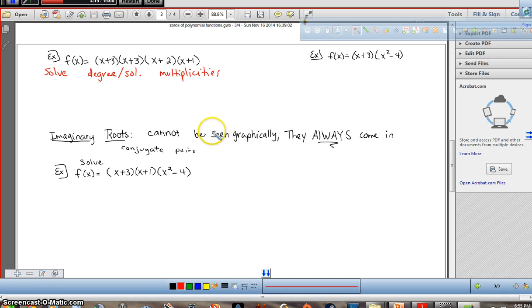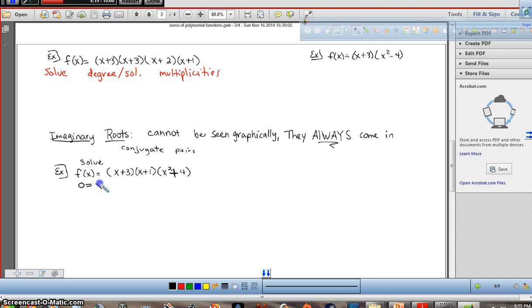All right? Let's come down here. Imaginary roots cannot be seen graphically. They always come in conjugate pairs. I am going to change this problem just slightly. So on your guided notes, if you could make this a plus, please. So we can't see these graphically, but because they are imaginary, we can only see real ones. And they always come in conjugate pairs, like a pair of shoes.